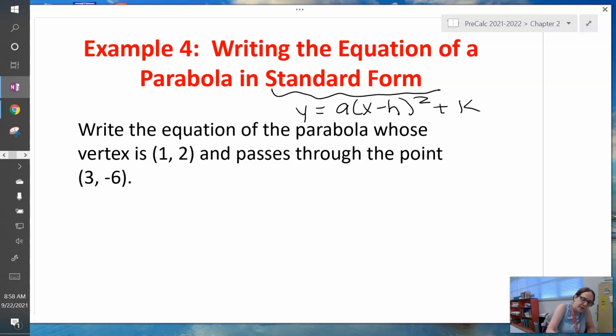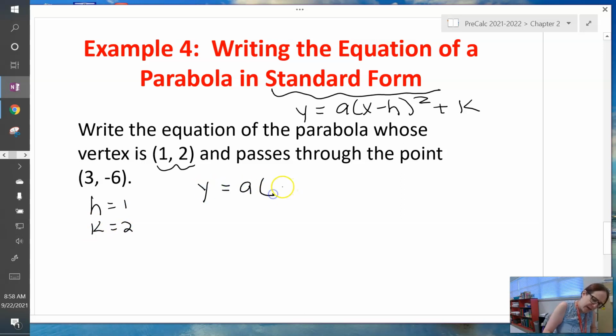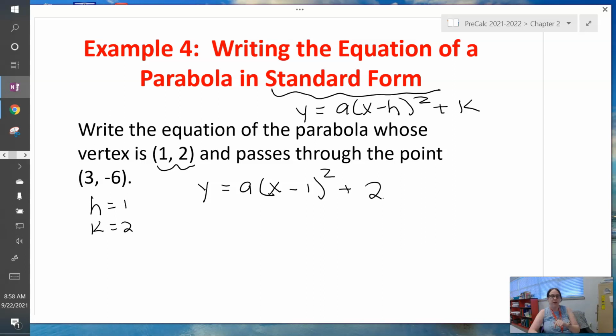I am told the vertex is at (1, 2). So I've got h and k already. All I've got to do is figure out a. So h equals 1, k equals 2. That's from the vertex. So my equation now is going to be y equals a(x minus 1) squared plus k, which is 2. This is where it's nice to have the point. I'm told it passes through the point (3, -6). So plug in that point, and then all I have to solve for is a.